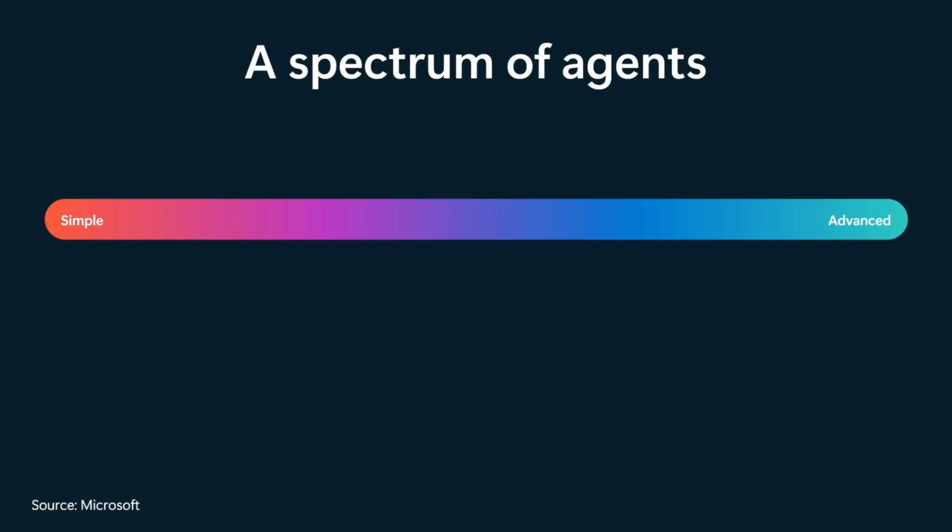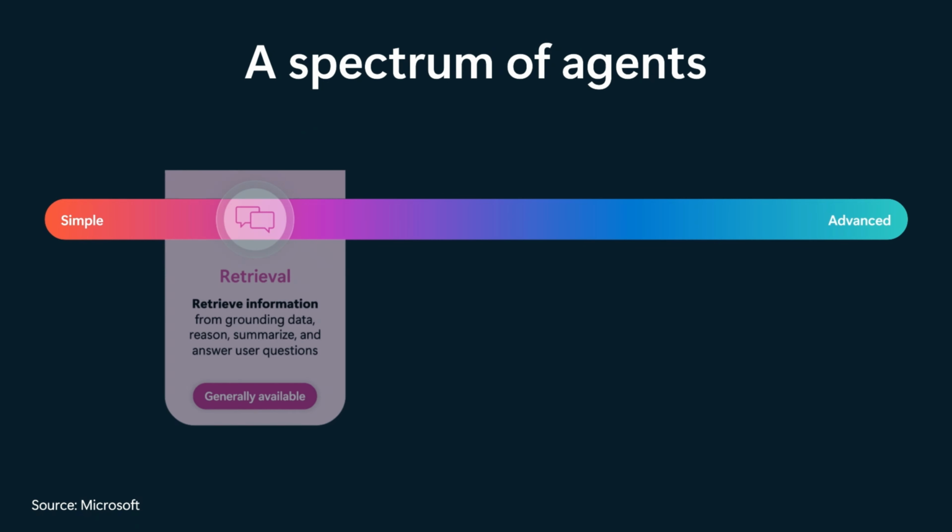So, types of agents. There are different types of agents, like goal-oriented agents, model-based agents, but here we are basically talking about a spectrum of agents. On the left side, we have simple agents. This can do, for example, retrieval and so on. And on the right side, we have advanced. And let's explore this one by one.